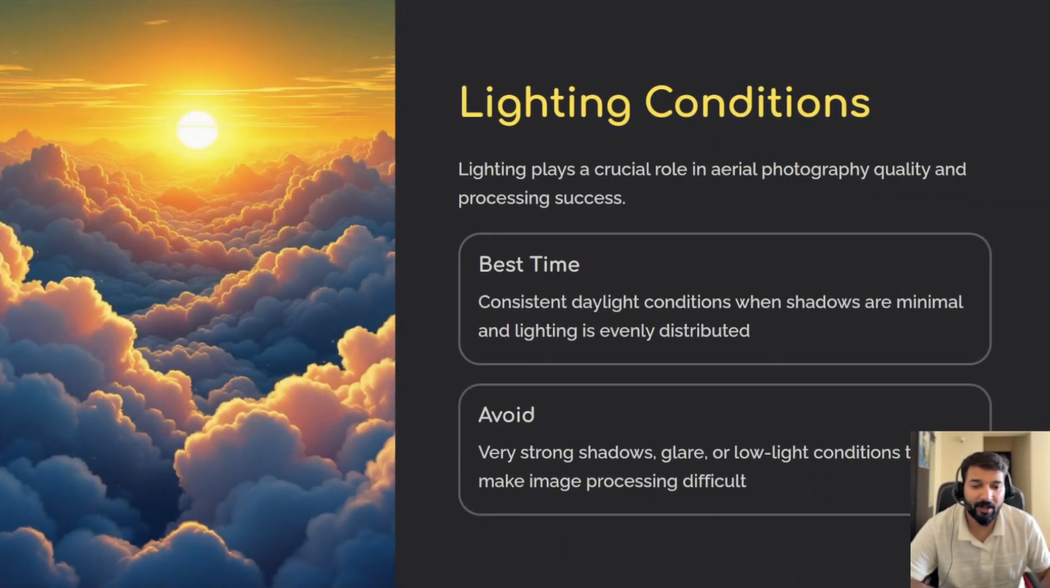Fifth, consider lighting conditions. Lighting plays an important role in aerial photography. The best time for drone surveys is often during consistent daylight conditions, when shadows are minimal and the lighting is evenly distributed across the landscape. Very strong shadows, glare, or low light conditions can make image processing more difficult.